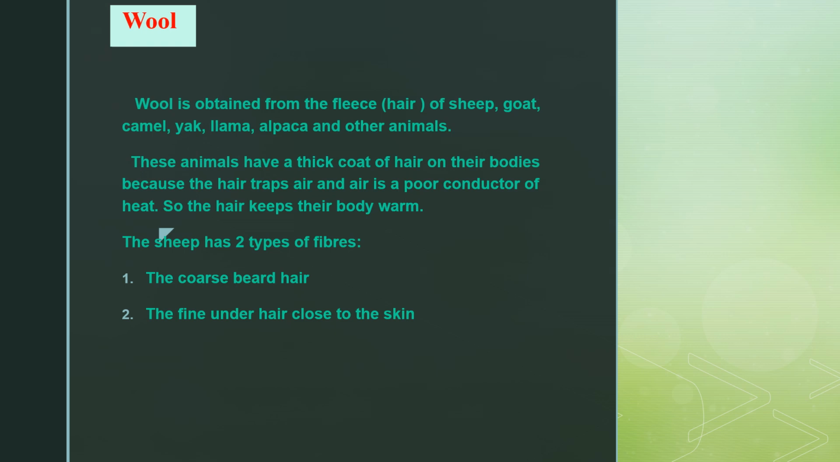Sheep have got two different types of fibers. One is the coarse beard hair, which has a round globular structure on the exterior, and underneath there is the fine under hair which is closer to the skin, which is more soft and comfortable.